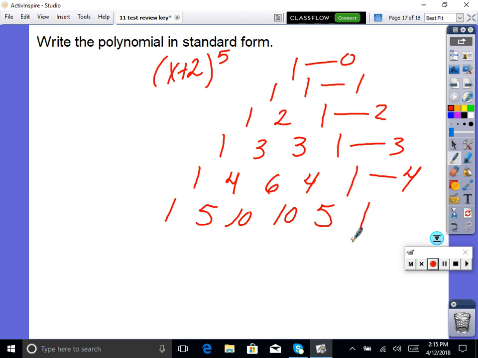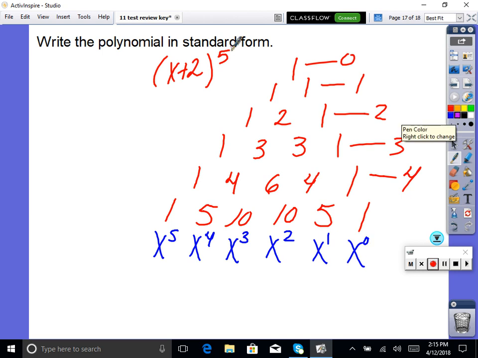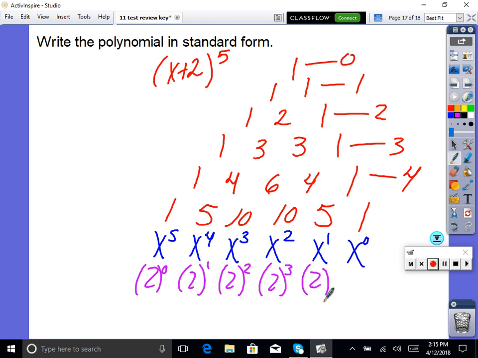So right here, we would use these coefficients, and then we would take our front thing, which is x: x to the 5th, x to the 4th, x cubed, x squared, x to the 1st, x to the 0. And we would take our back thing, which is positive 2, 2 to the 0, use parentheses, 2 to the 1st, 2 to the 2nd, 2 to the 3rd, 2 to the 4th, 2 to the 5th, and then you would just simplify it.